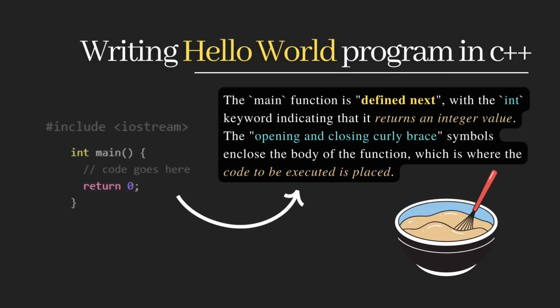Next, we'll need to define the main function. This is like the batter of our recipe. It's where we'll be putting all our other ingredients together.